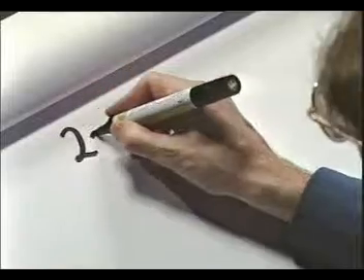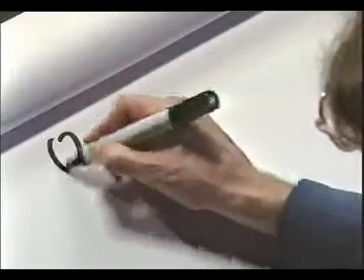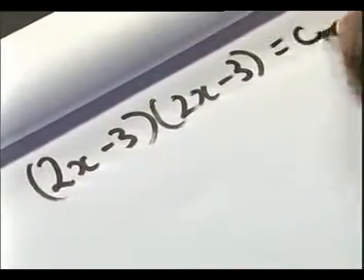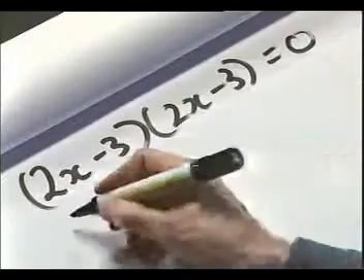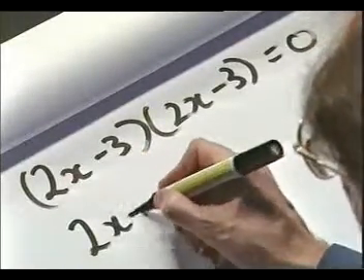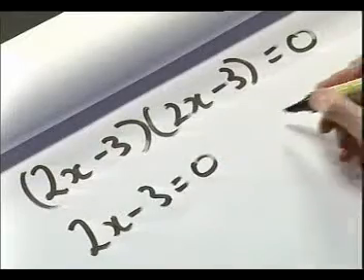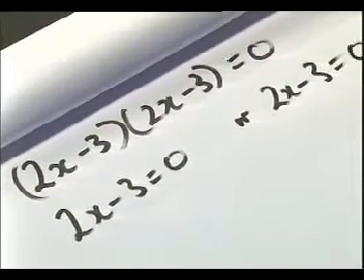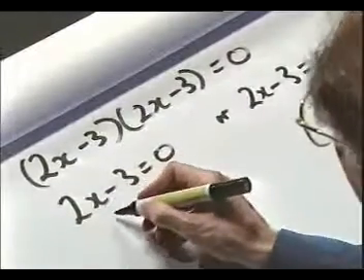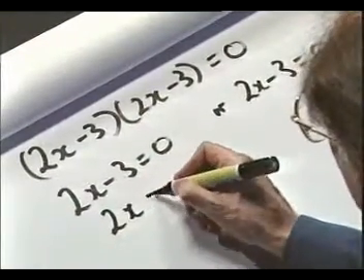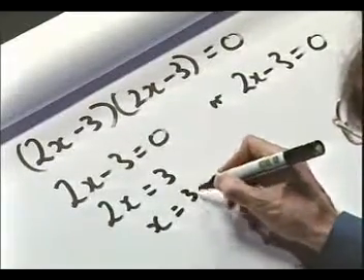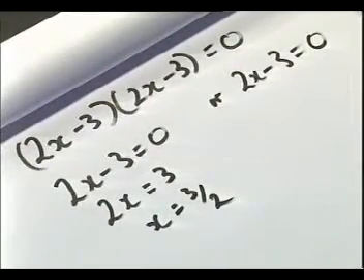So we have 2x minus 3 times 2x minus 3 equals 0. And so 2x minus 3 equals 0, or 2x minus 3 equals 0. Adding 3 to both sides, 2x is equal to 3, and so x is equal to 3 over 2.